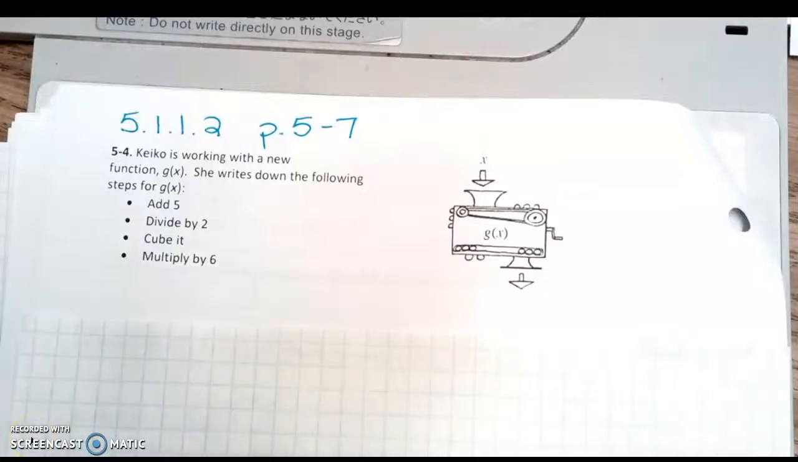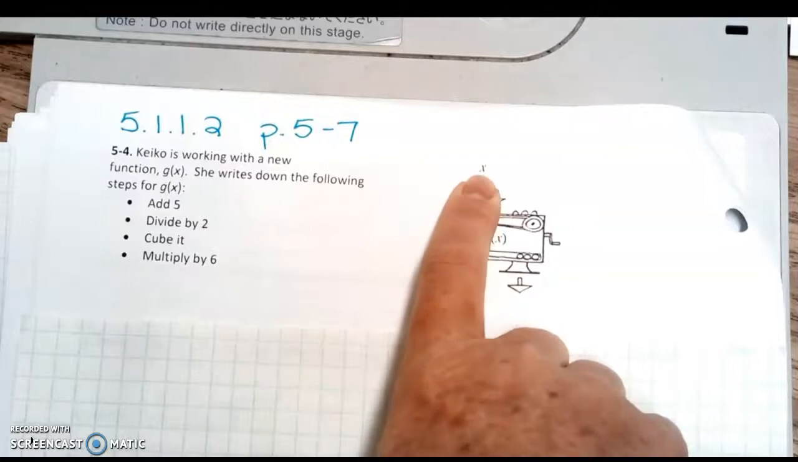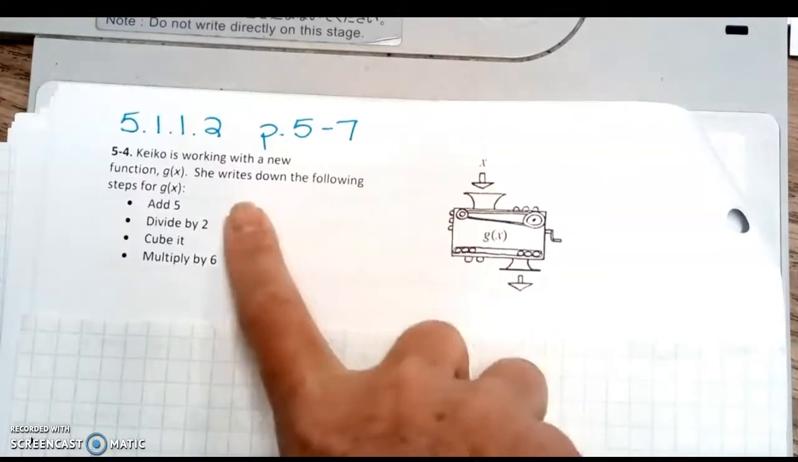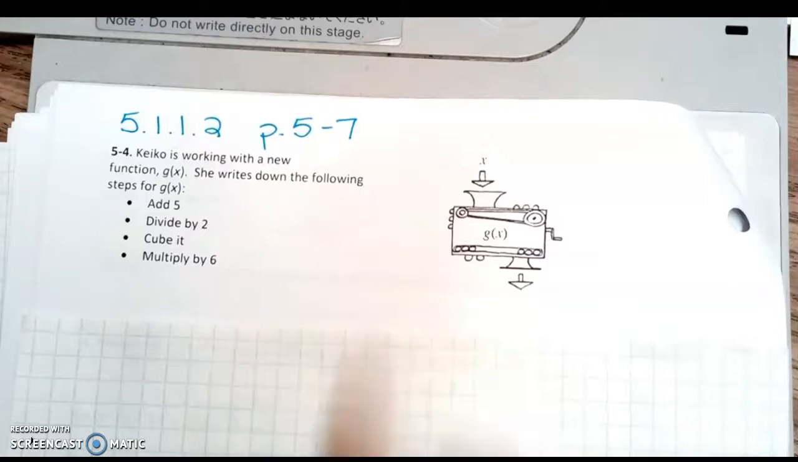Page 1 is going to cover pages 5 through 7. So question number 4 up at the top of page 5 talks about Kiko again. Kiko is working with a new function g of x. She writes down the following steps for her g of x. She wants to add 5, divide by 2, cube it, and then multiply by 6. So we're going to take this x, and we're going to do these 4 operations to it.